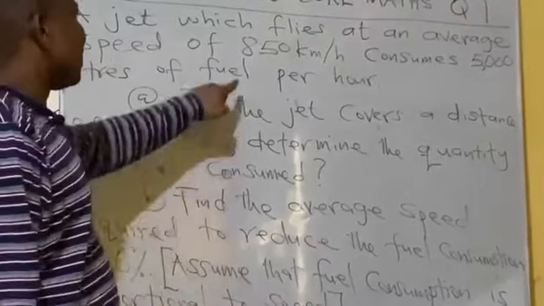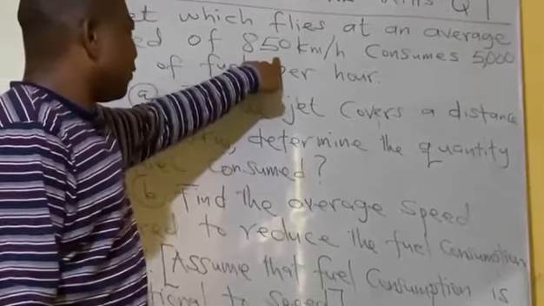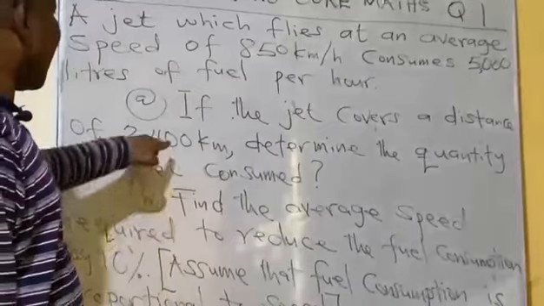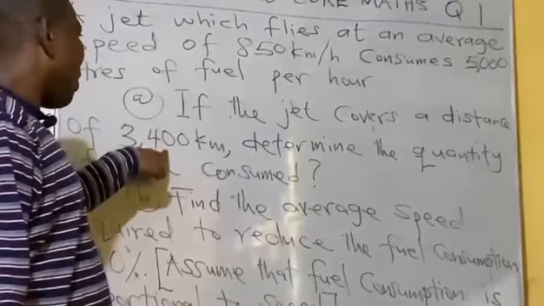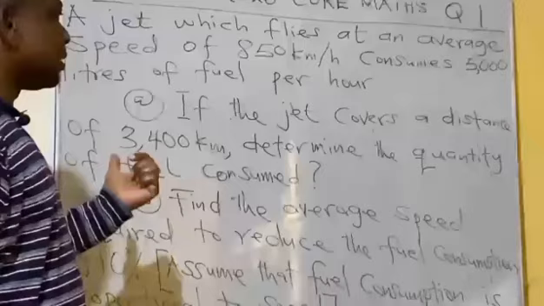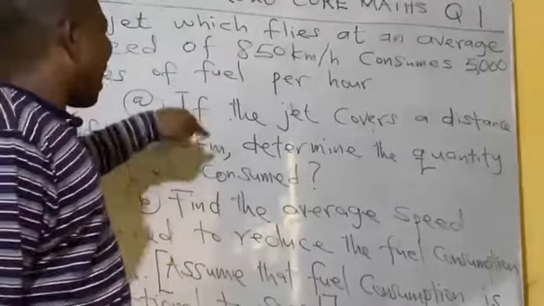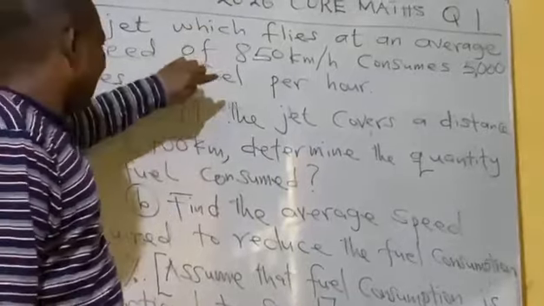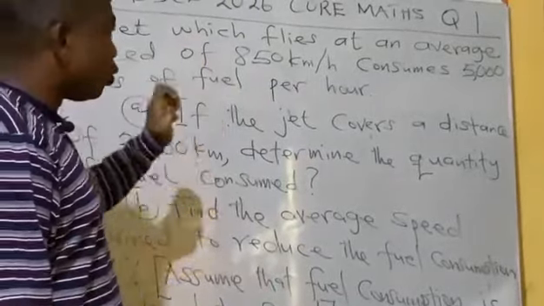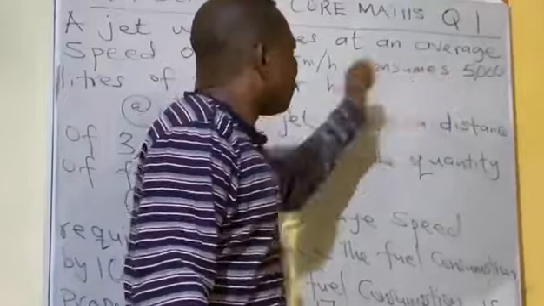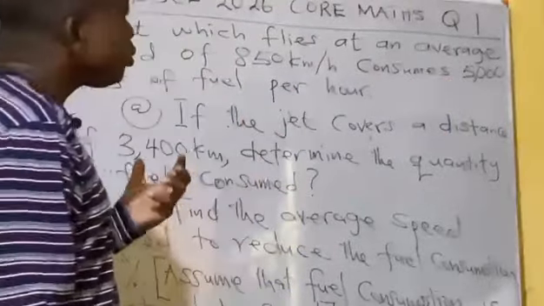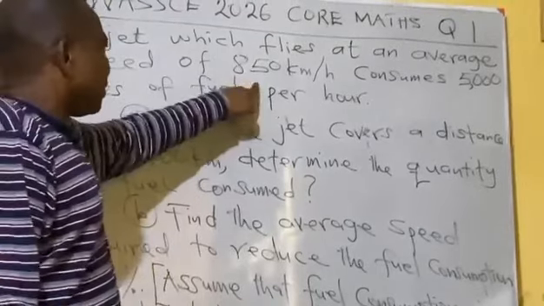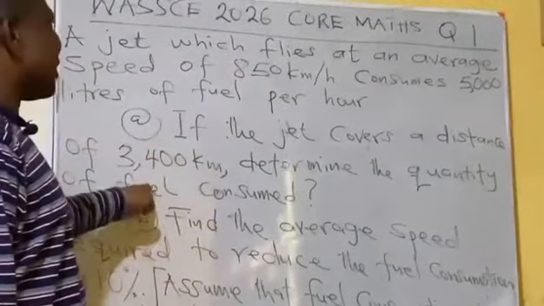When we look at this 850 kilometers per hour, it is speed. And then the 3,400 kilometers, it is distance. These are two different quantities. So we cannot compare different quantities and relate to the amount of fuel consumed. So what do we have to do? We have to convert this speed to distance.